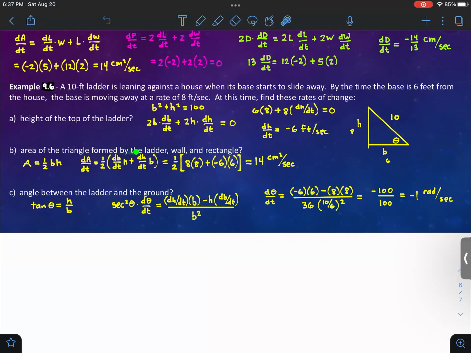Now the area of the triangle formed by the ladder, wall, and I said rectangle here. I guess what I meant was the ground. Start with a formula for area. Go with 1/2 base times height. Okay. Implicit differentiation everywhere. We're plugging in a lot of the same information, including the -6. That was our answer in part A. Rate of change of area ends up as 14 centimeters squared per second.